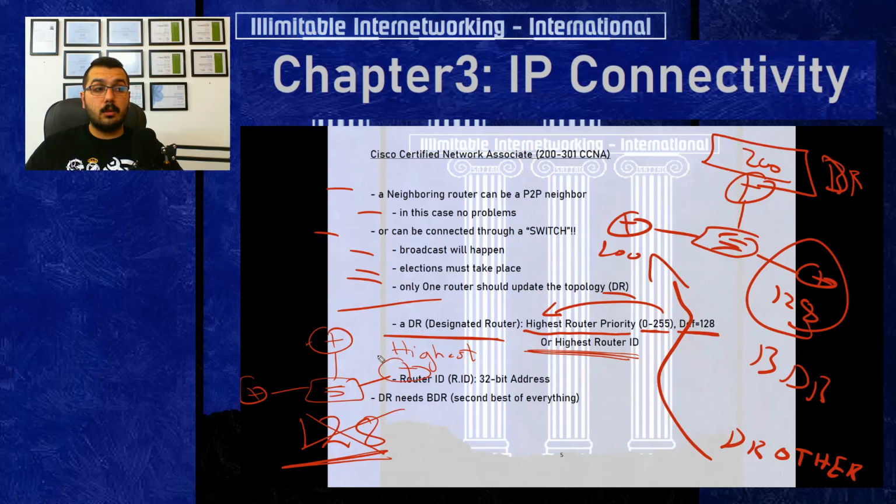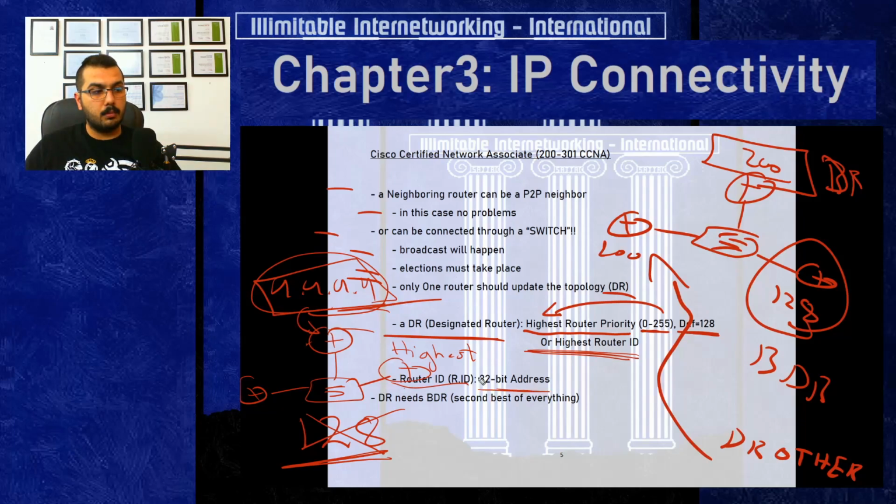And this one cannot be duplicated. It cannot be mentioned in 2 routers or all of the routers inside your network. This must be a unique number. The biggest one, maybe 4.4.4.4, and those are 4 ones and 4 twos. The biggest one, which is for 4s, will be elected as the DR. The second biggest router ID will be elected as the backup DR. Okay, so this is how election happens. Router ID, as you see, is an IP address, so it's a 32-bit address, and finally the DR needs a backup DR, which is the second best of everything.